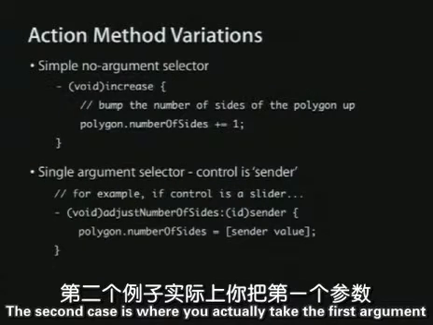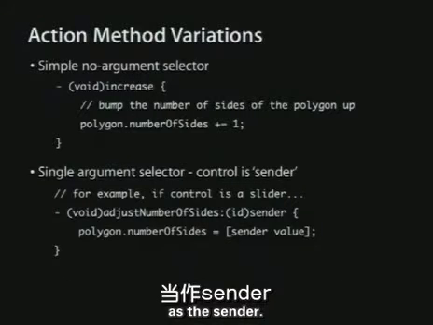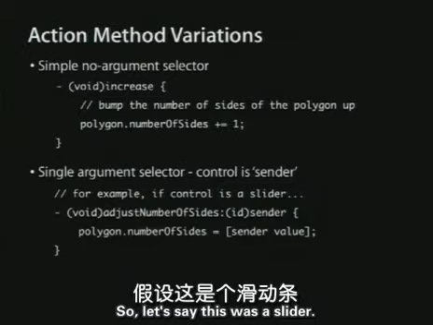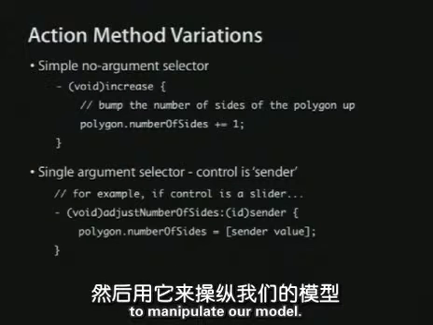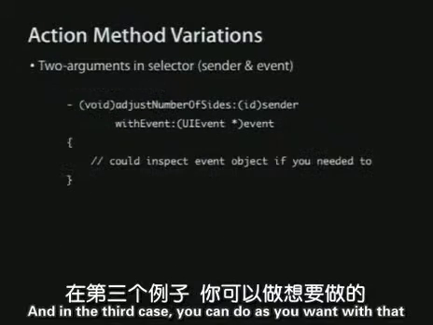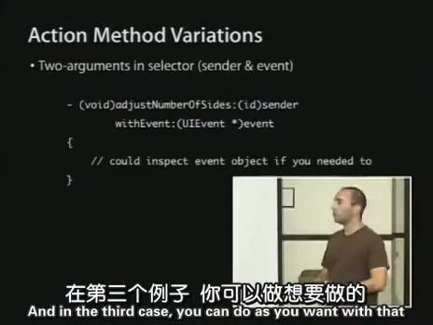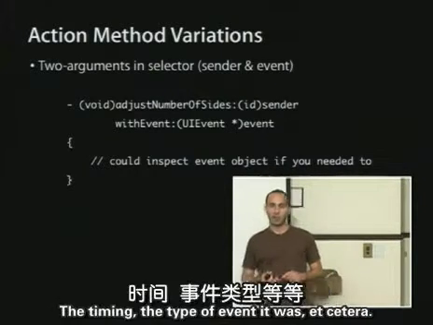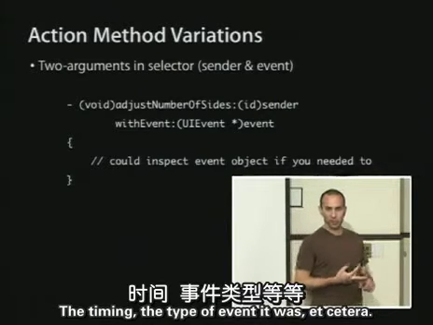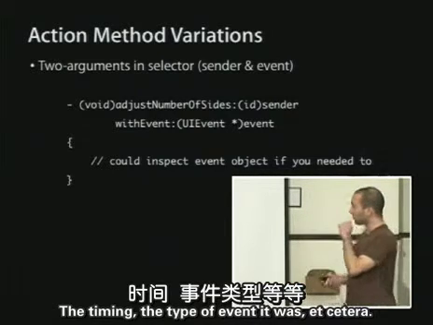The second case is where you actually take the first argument as the sender. So let's say this was a slider. We're going to get the value off the sender and use that to manipulate our model. And in the third case, you can do what you want with that, but this is where you can find out a little more information about the event, the timing, the type of event it was, etc.